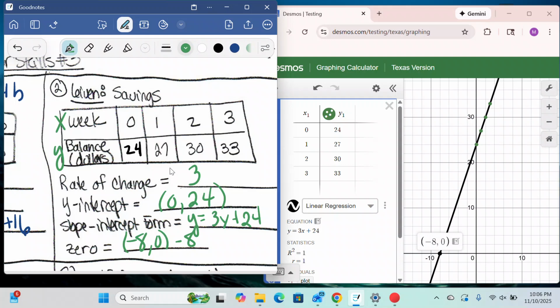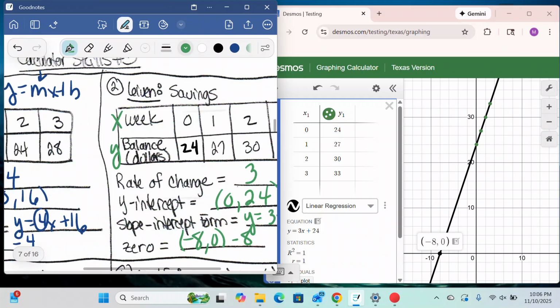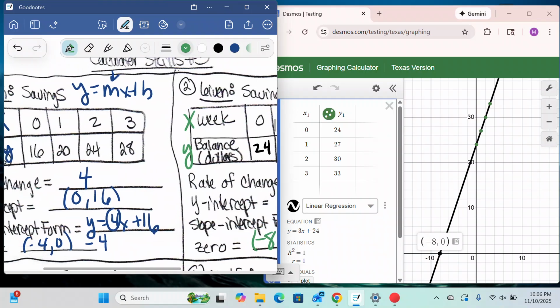So once again, it has a positive slope, and of course our balance increases. And if we want to really look at the correlation, this is a strong positive slope. And then of course this was also a strong positive slope.